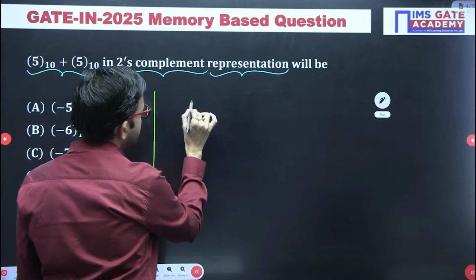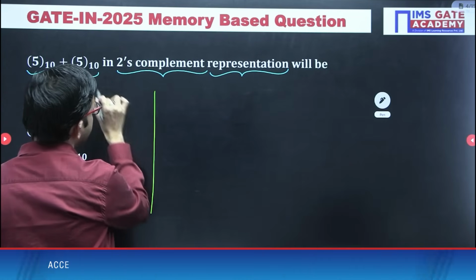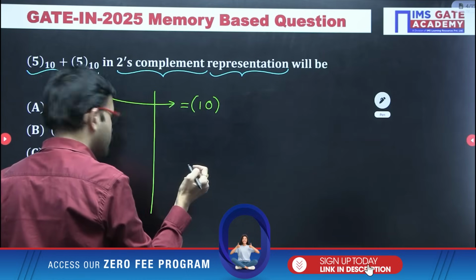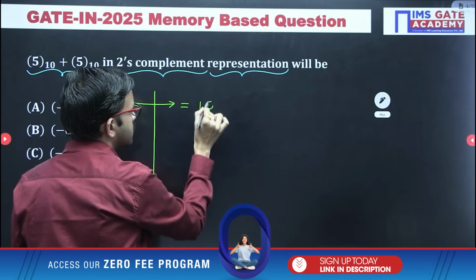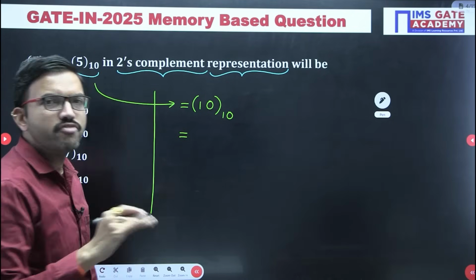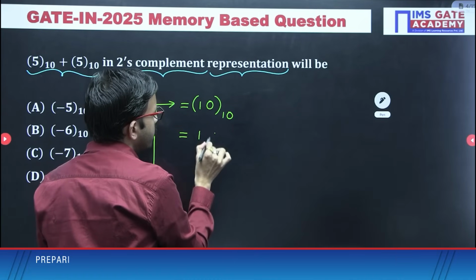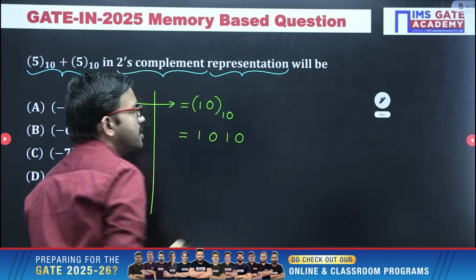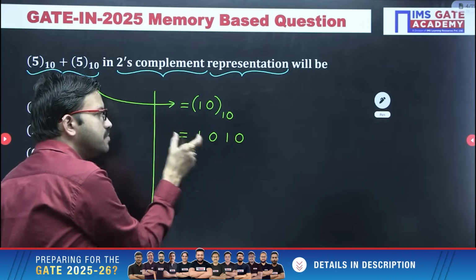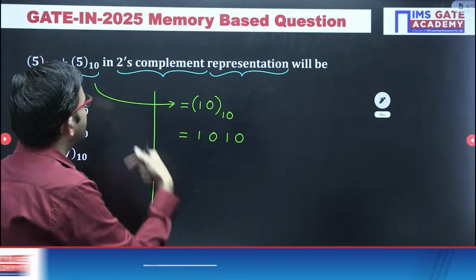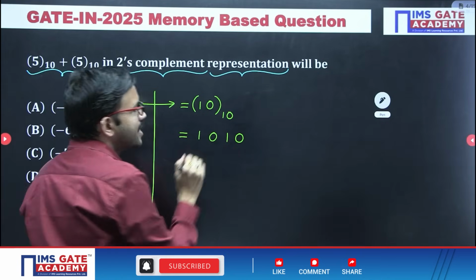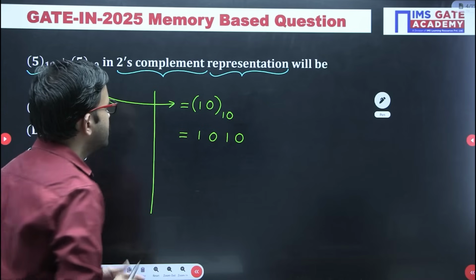5 plus 5 is nothing but 10. When you represent 10 in unsigned binary, you get 1010. Now, whatever binary number you got, if you consider that binary number in the 2's complement form, they are asking for the equivalent decimal number. This is a very, very interesting question.